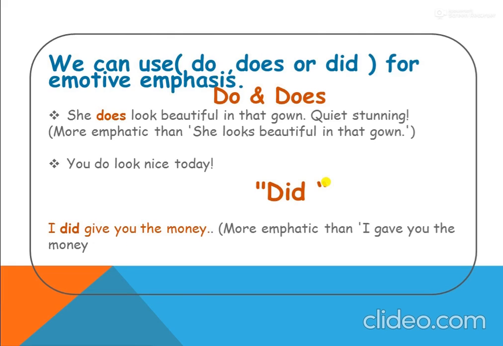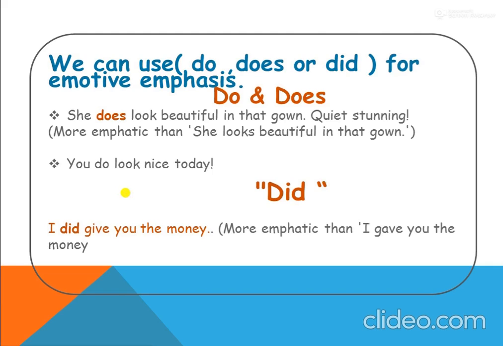We can use do, does, or did for emotive emphasis. If we want to express our strong feelings, we use do, does, or did. See the example here. She does look beautiful in that gown, quite stunning. It is more emphatic than saying she looks beautiful in that gown.